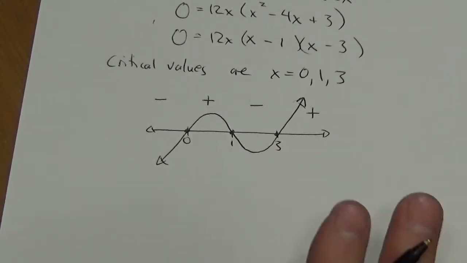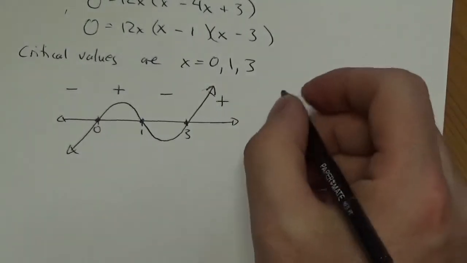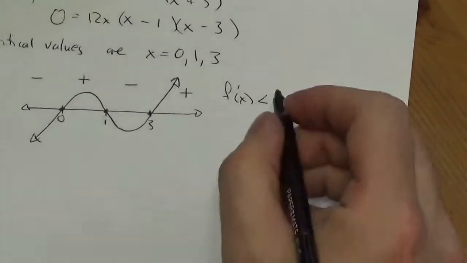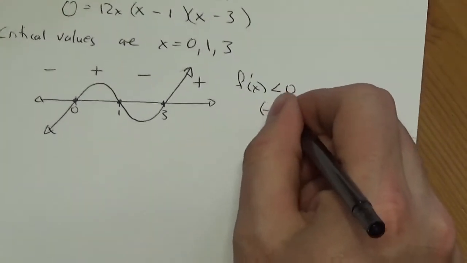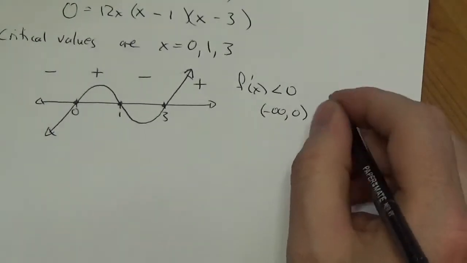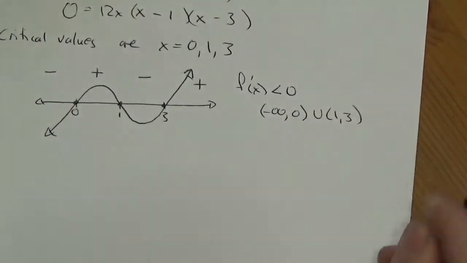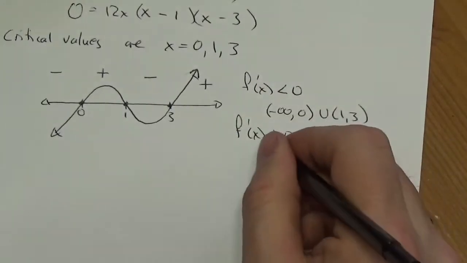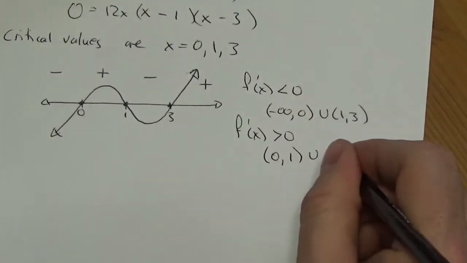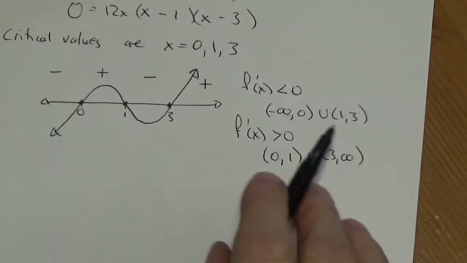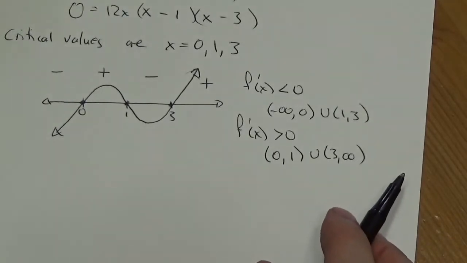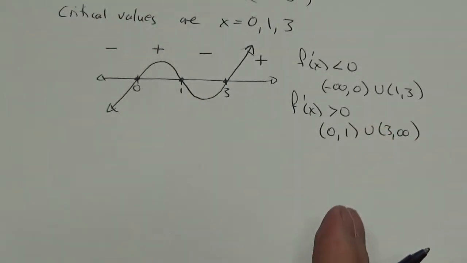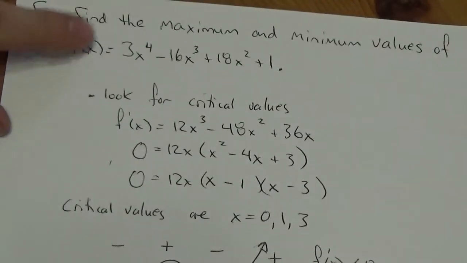Now, bear in mind that there were two parts to this discussion. So I know that the derivative is less than 0 on the interval negative infinity up to 0, not including, union 1 to 3. That's where the first derivative is negative. The first derivative is positive on the interval 0 to 1, union 3 out to infinity. And notice I'm not including the endpoints here because the derivative goes to 0 at those endpoints. But that has an implication as to how the original function up here behaves.